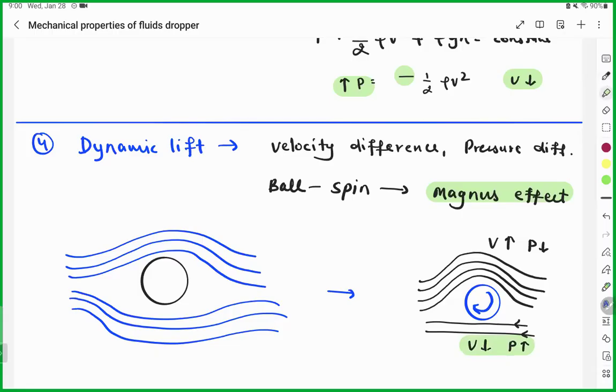Any doubt, guys? And we are applying the same concept. Whenever pressure increases, velocity decreases. Velocity decreases, pressure increases.